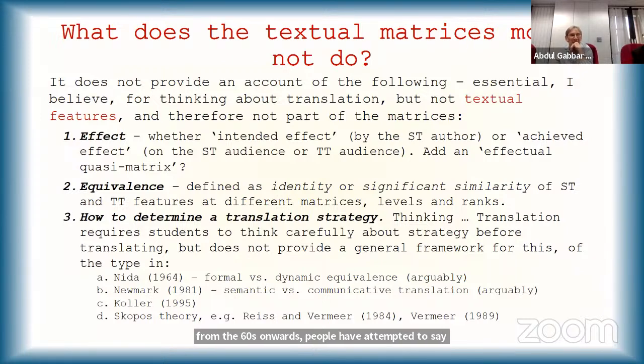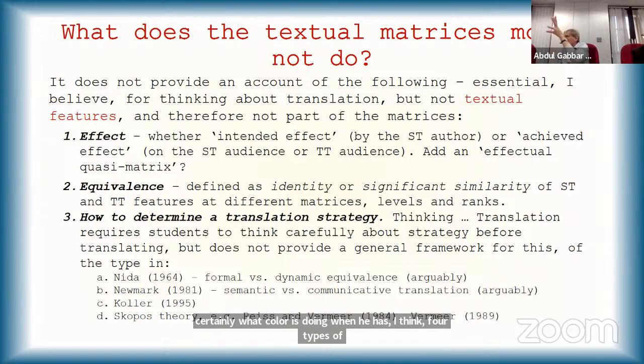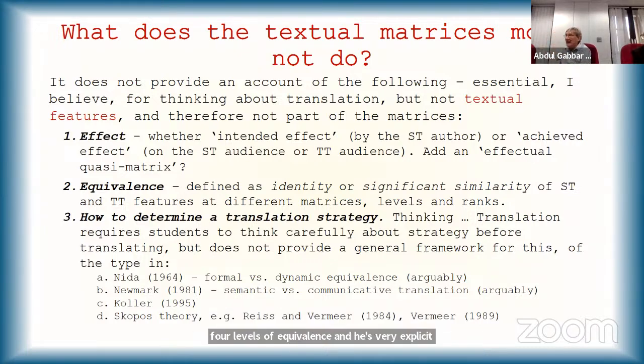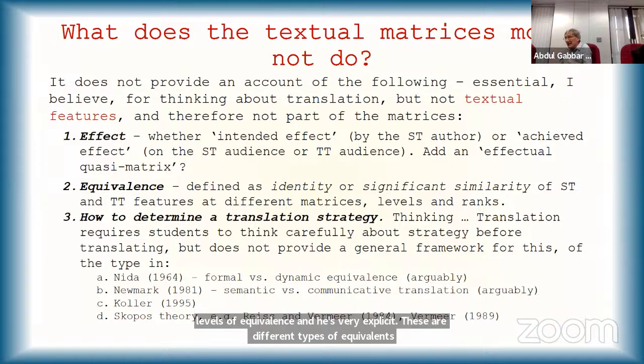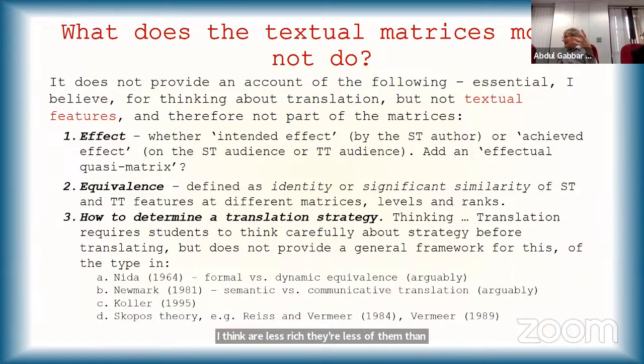And arguably, I think that's what Snyder's doing in 1964 when he talks about dynamic versus formal equivalence. I think it's probably what Newmark's doing when he talks about semantic versus communicative translation. It's certainly what Koller's doing when he has, I think, four levels of equivalence. And he's very explicit. These are different types of equivalence. And in a sense, his four levels, I think, are less rich. There are fewer of them than this matrix approach. But actually, they're very easily comparable.